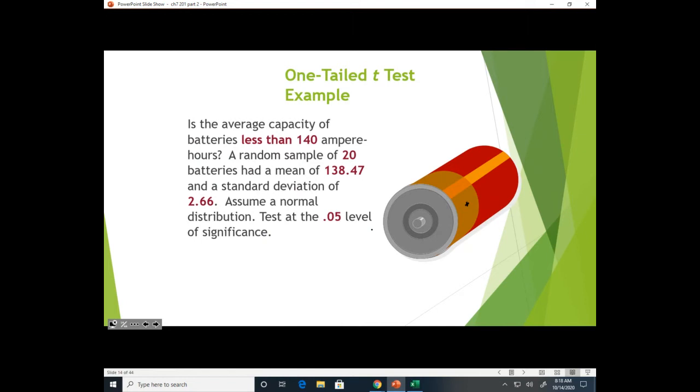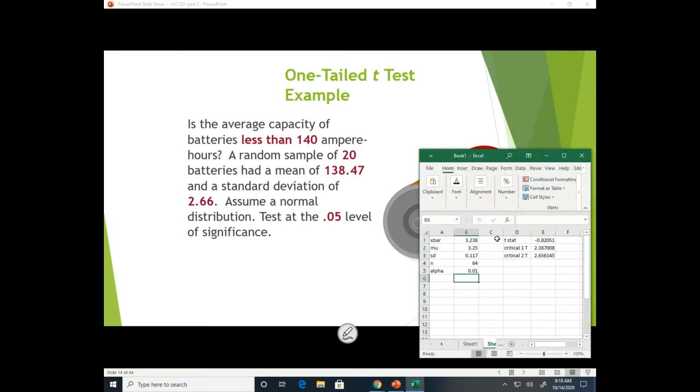Alright, let's look at a one-tailed test. Is the average capacity of batteries less than 140 ampere hours? We take a random sample of 20 batteries that had a mean of 138.47 and a standard deviation of 2.66. We assume that the distribution is roughly normal. We have a small sample size, less than 30, so we have to use a t-test in this case. I want to know, is this significant at the 0.05 level?